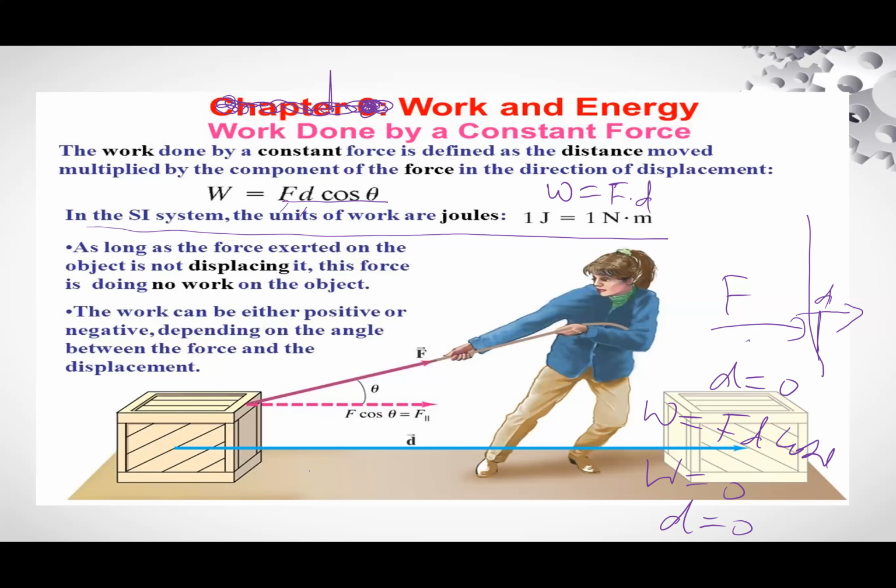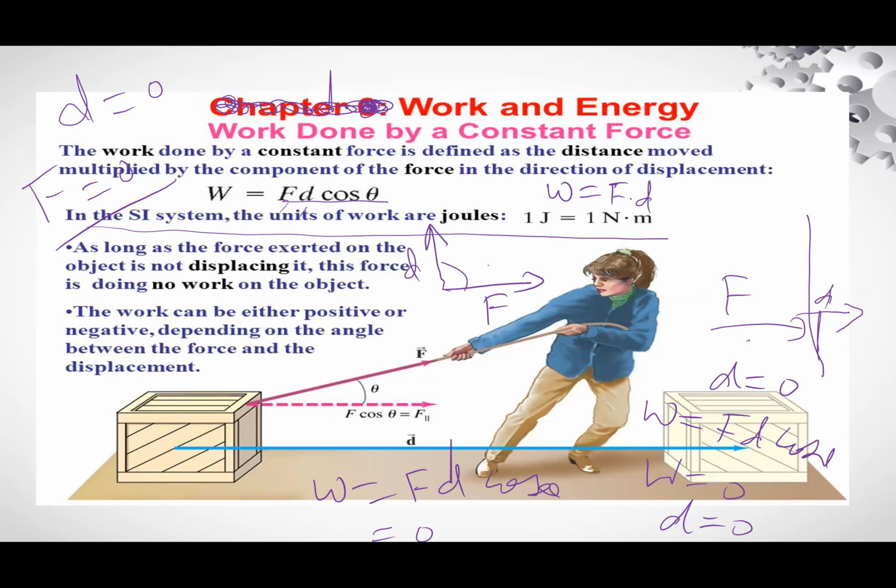Now if work is equal to F D cos theta, and if no force is acting, again work done will be 0. So if no displacement is covered, work done is 0. If no force is acting, again work done is 0. But if force is applied in this direction and distance is covered in that direction, in this case work done will be 0 because cos 90 is equal to 0.